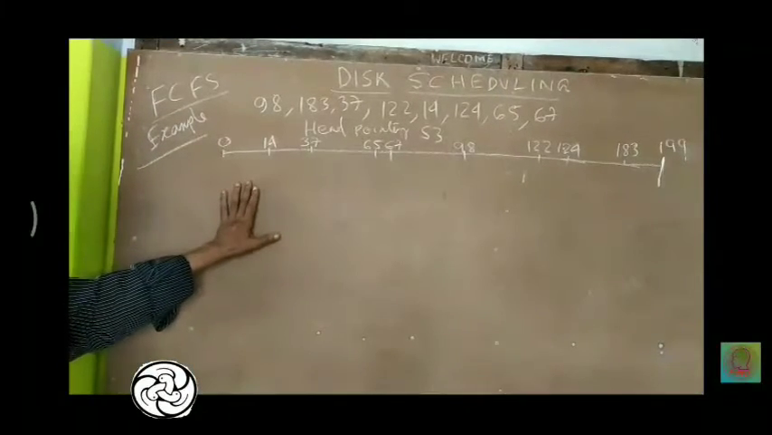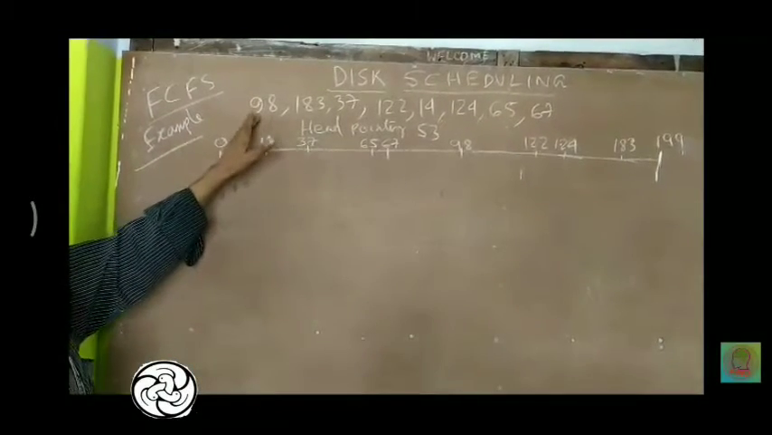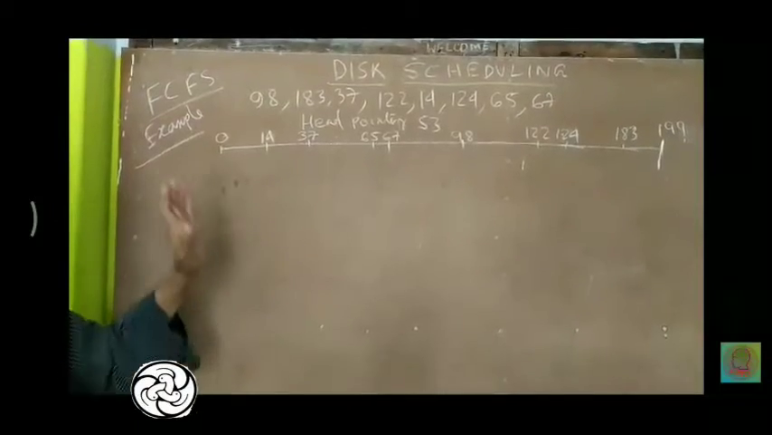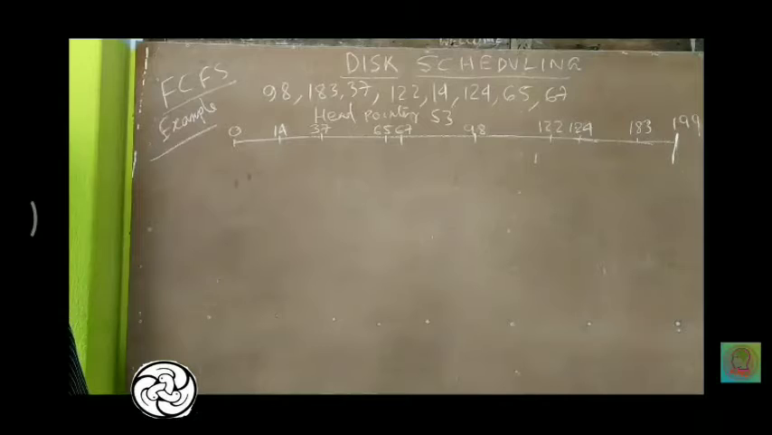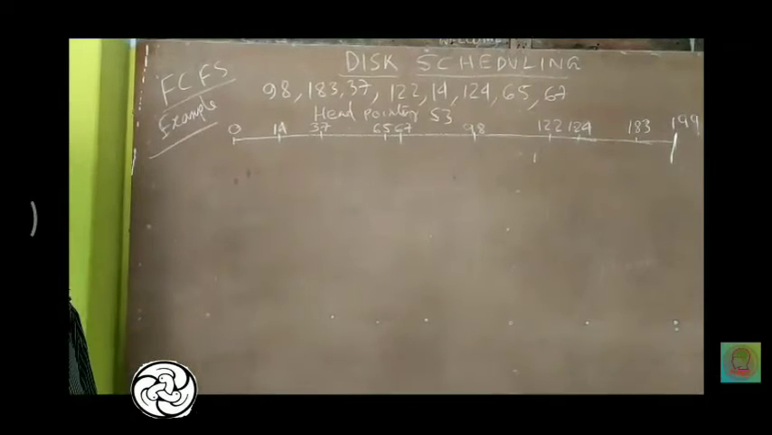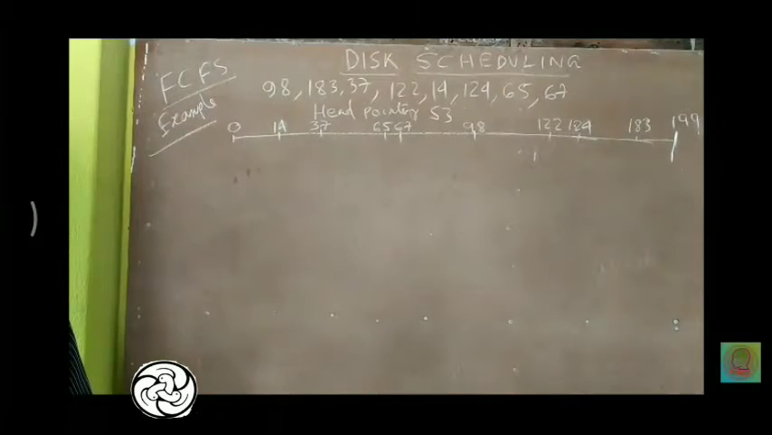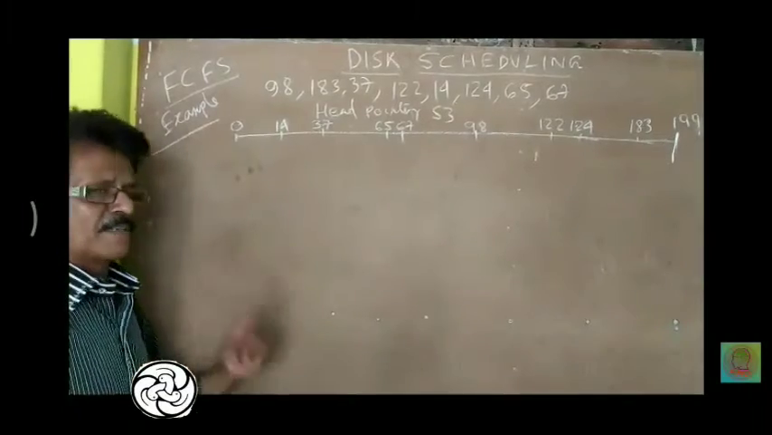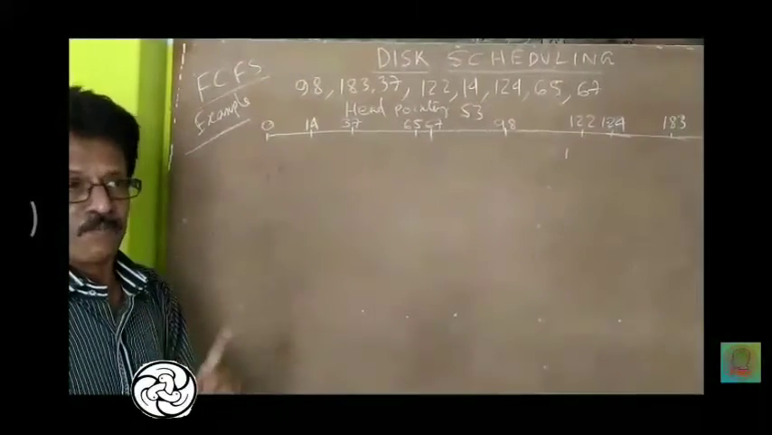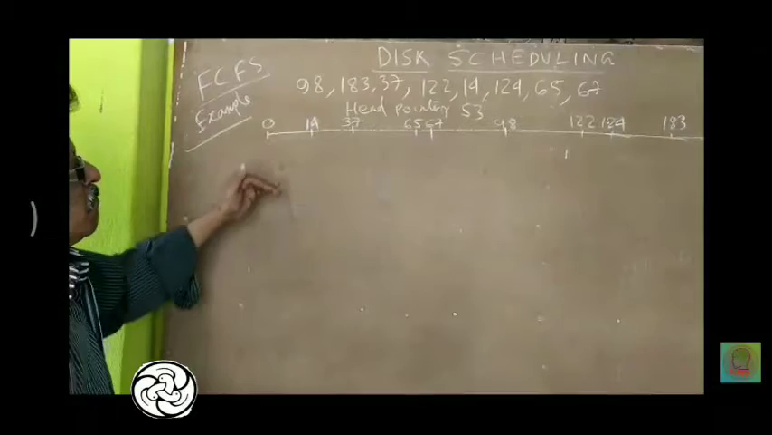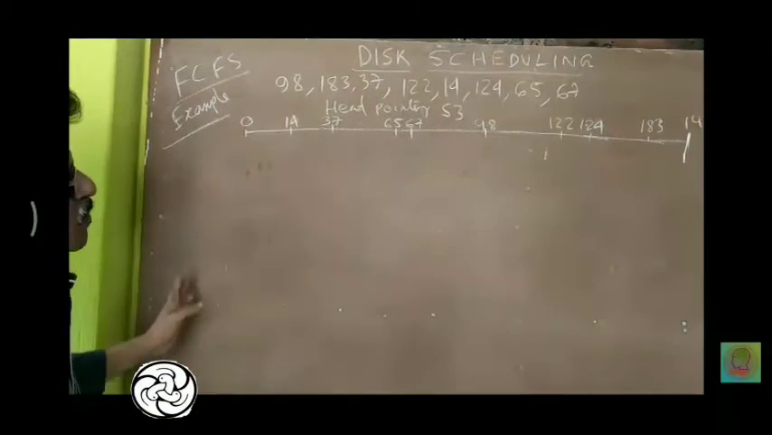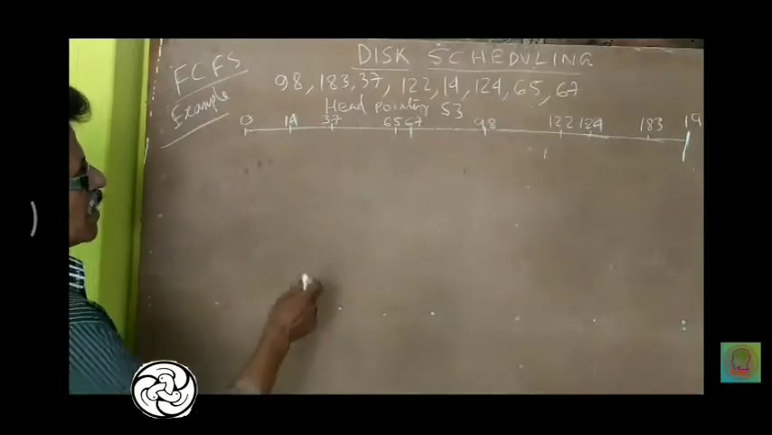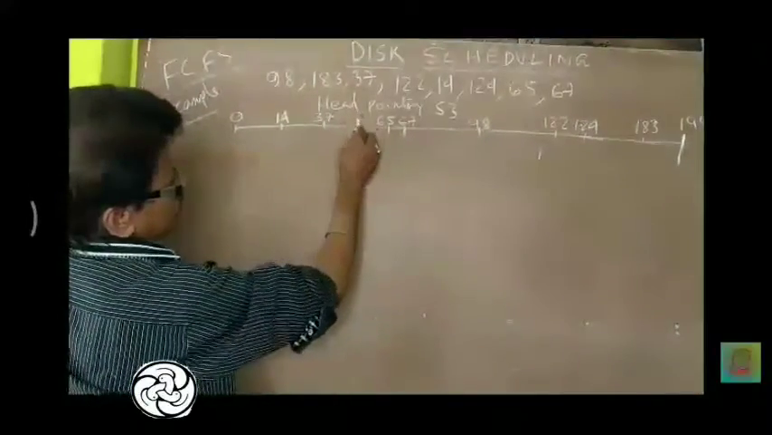FCFS first serves the first request, then it serves the second request. What we have to do is find out the number of head movements. Actually, this efficiency depends on the number of head movements. Now, the very simple mechanism is, where are we now? We are now at 53.